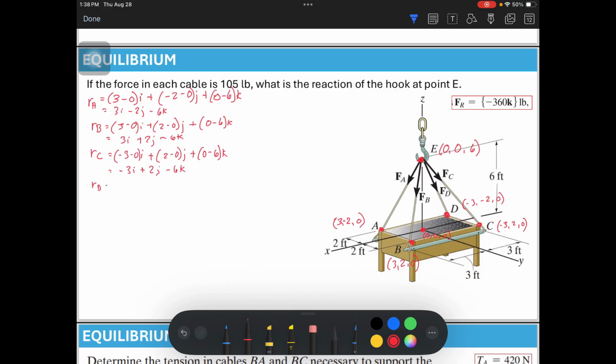So, RD is negative 3 minus 0 I plus negative 2 minus 0 J plus 0 minus 6. Okay. So, RD is negative 3I negative 2J minus 6K. Okay, meron na tayong location vectors.